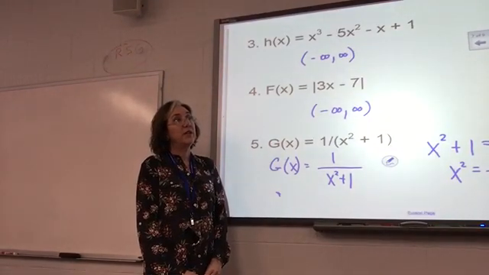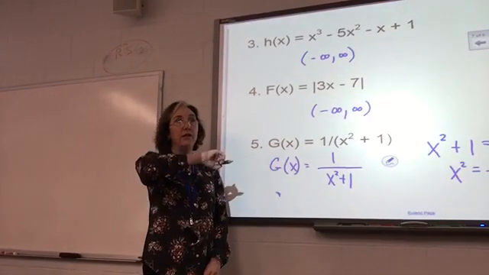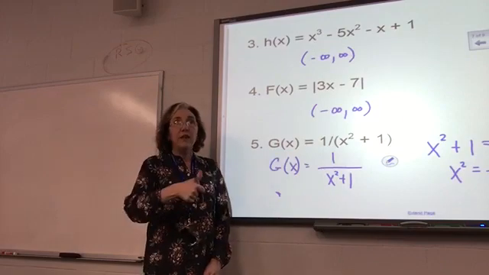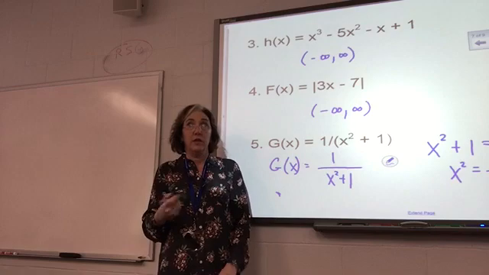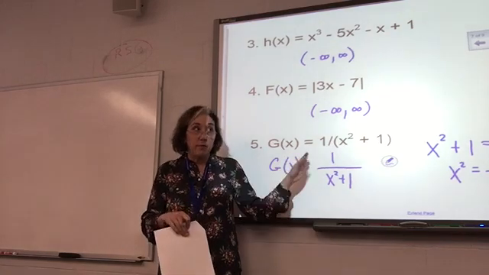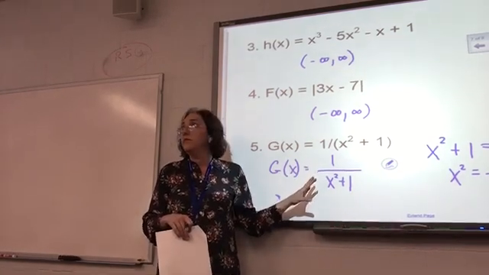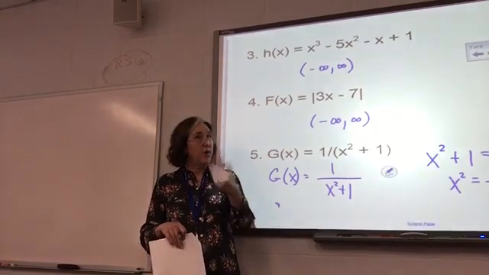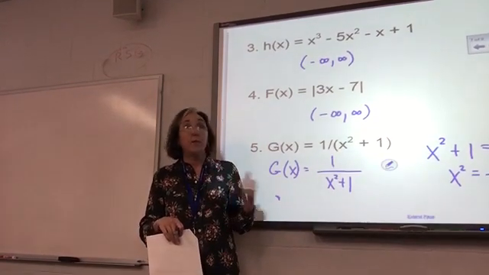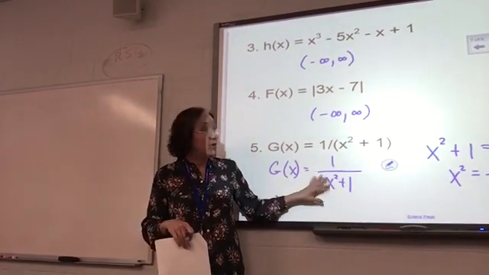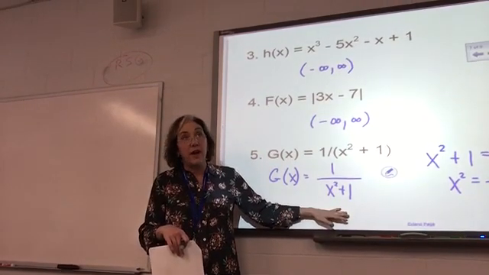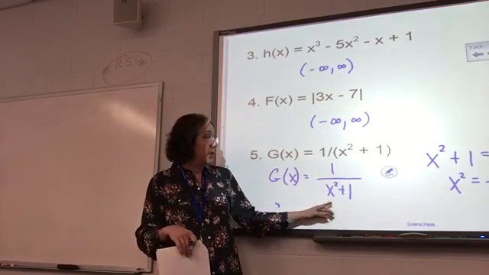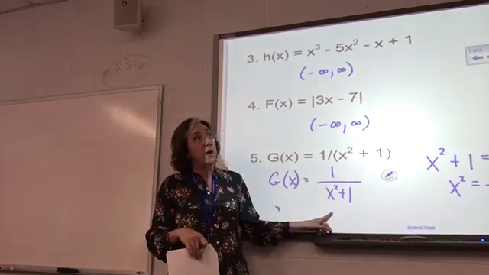You're not sure? Okay, go back to the beginning. Domain is always all real numbers, unless there are some that cause a problem. It's all real numbers, right? Because there are no real numbers that are going to make that denominator 0. That could be a problem, right? But it's not a problem here because there are no numbers that make that denominator 0.